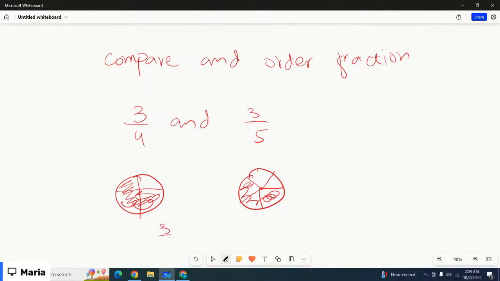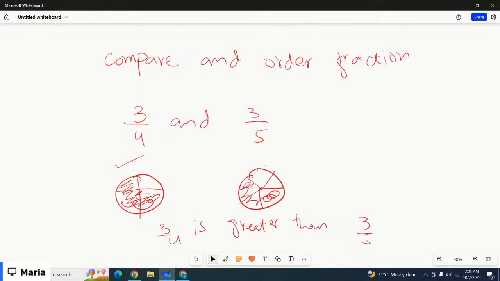So obviously 3 by 4 is greater than 3 by 5. Both shapes have 3 portions colored, but the parts in the first shape are all larger than the parts in the second, because this one has only 4 parts and this one has 5 parts. So this one is more colored. That means 3 by 4 is greater than 3 by 5.